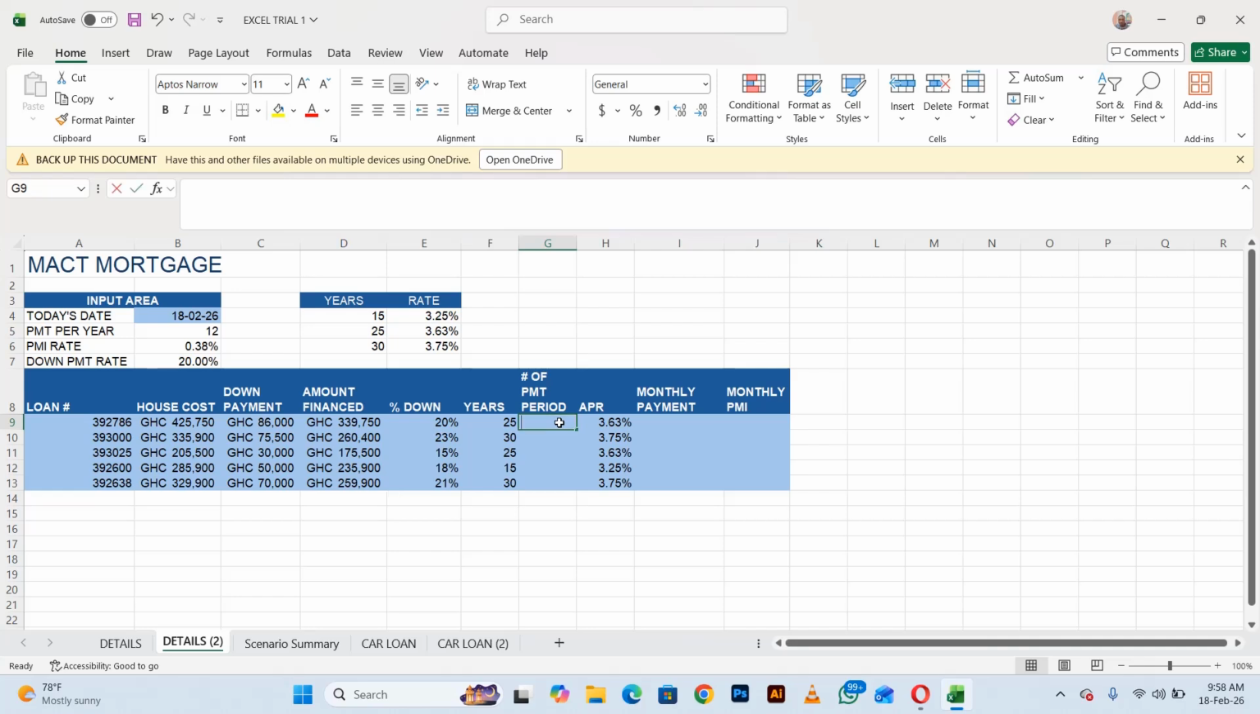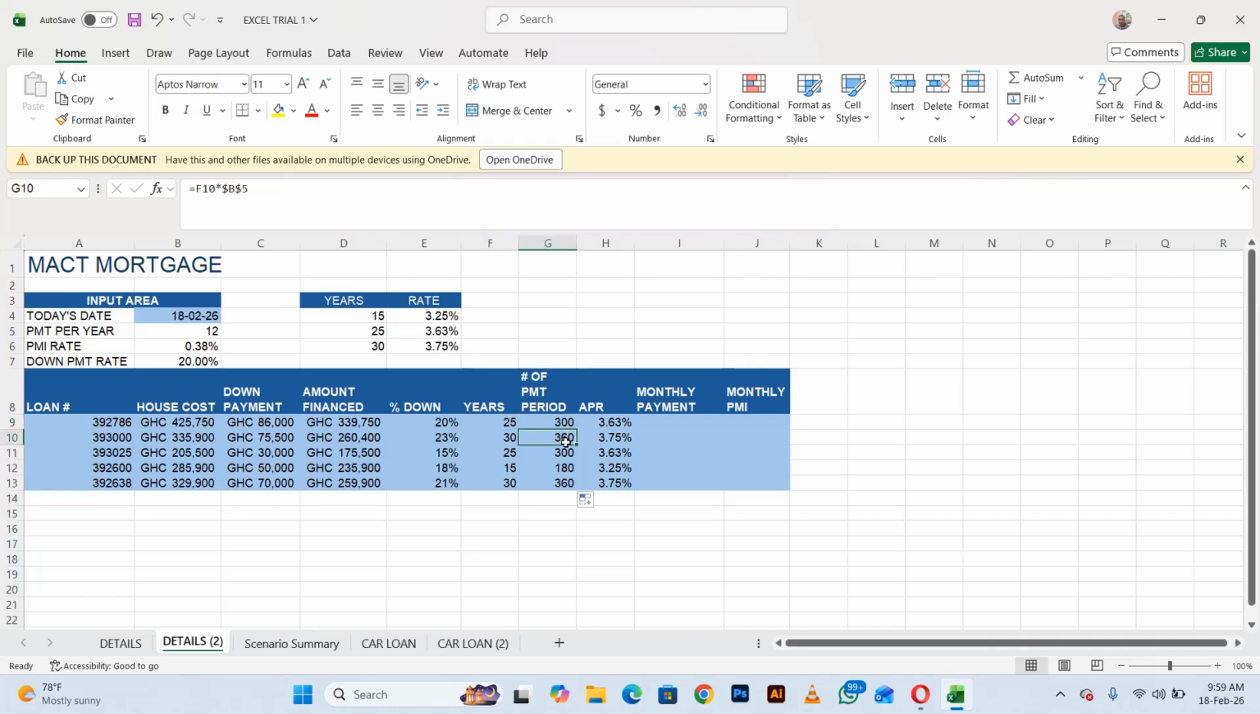So the formula, as usual, is the equal sign, and you select the number of years. If you know the cell number, it's simple to just key in F9, and then you multiply by the total number of years, which is not a relative cell, so you make sure that you lock it, or make it absolute. After that, you press enter, or accept the formula, and then you drag it. So it means this loan of 392786, we will be paying 300 times.